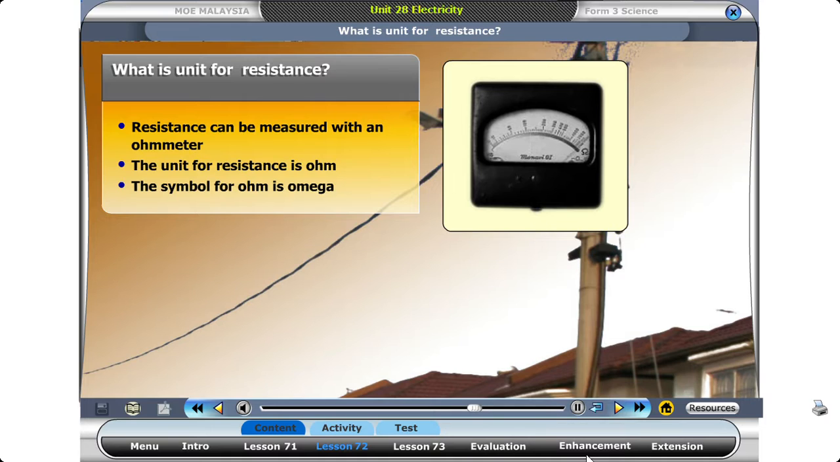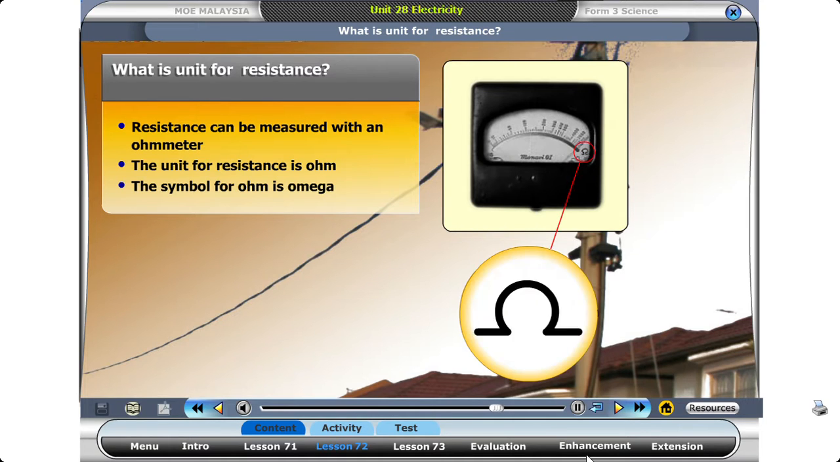Look at the ohm meter. What does it measure? Yes, resistance can be measured with an ohm meter. The unit for resistance is ohms. The symbol for ohms is omega (Ω).